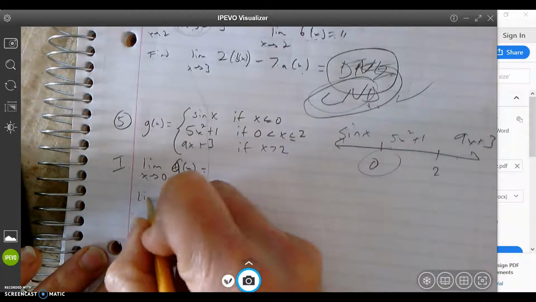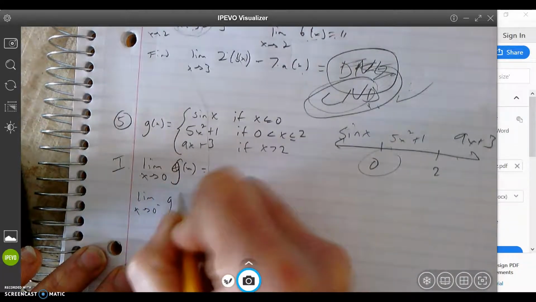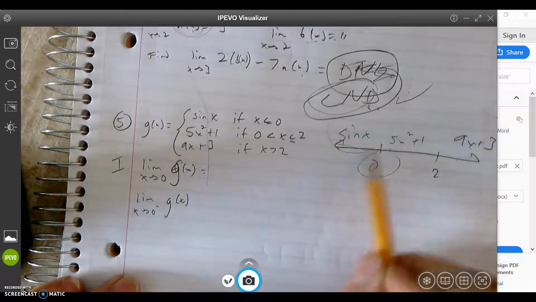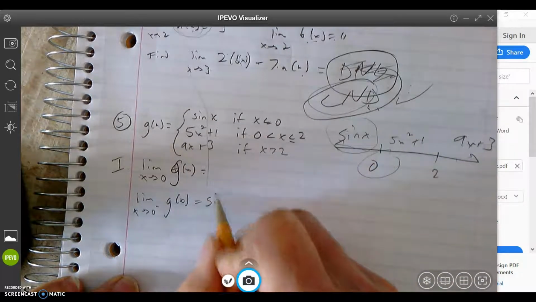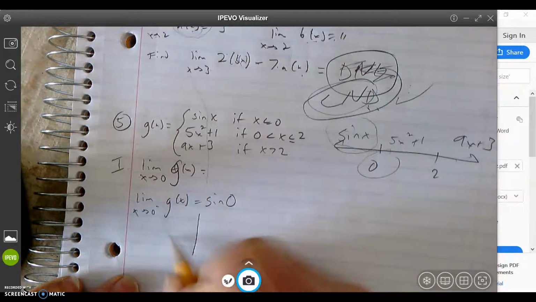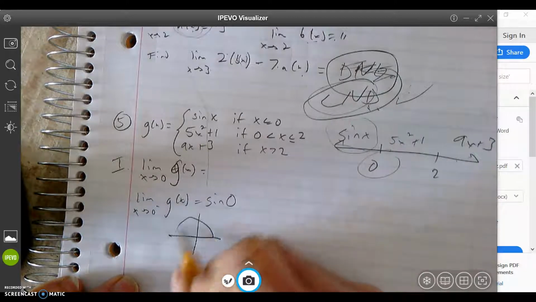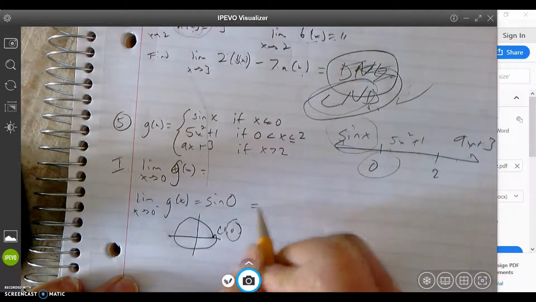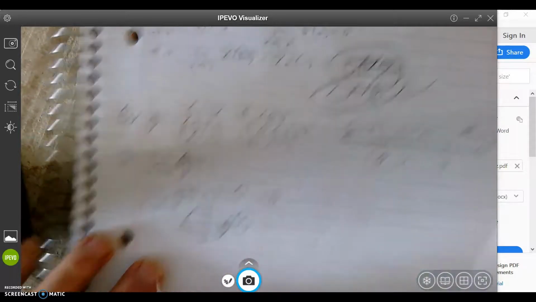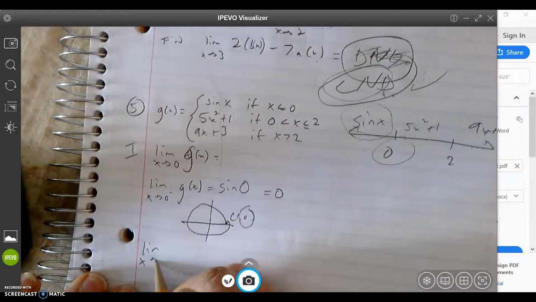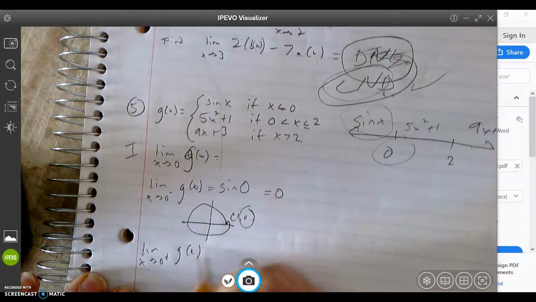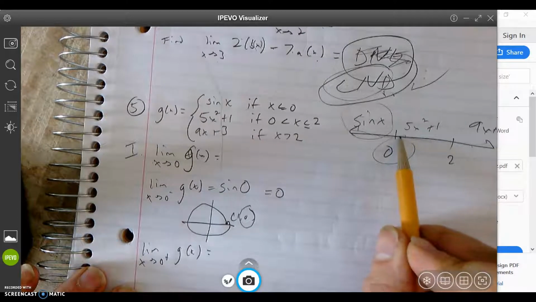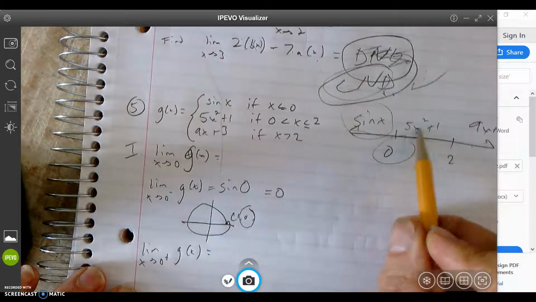So we have to find the limit as x approaches 0 from the left of g of x. From the left, you're on the sine curve, so that's going to be sine of 0. Sine of 0, what is that? This point is (1, 0). Sine is the y value, so that's going to be 0. Cool. So the limit as x approaches 0 from the right of g of x is going to be on this part right here, because I'm getting really close to 0, which means I'm on this parabola right here.